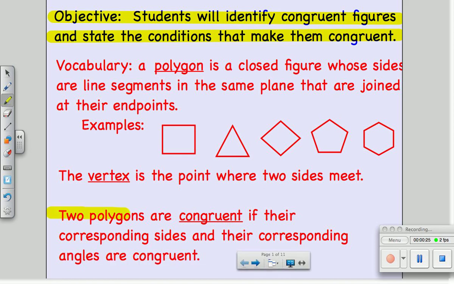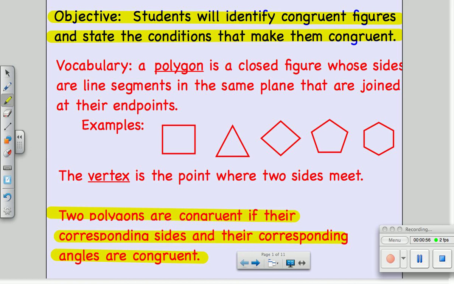So, we already know that two lines are congruent if they have the same size. And we know two angles are congruent if their angles are the same. So if you have two angles where one is 25 degrees and the other one is 25 degrees, then they're congruent.